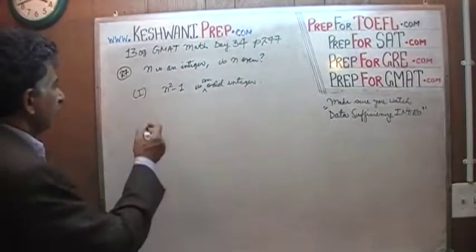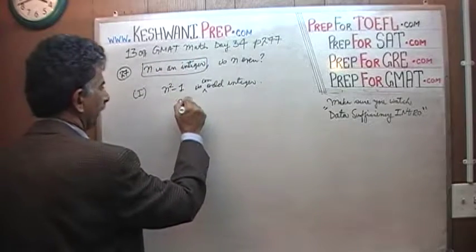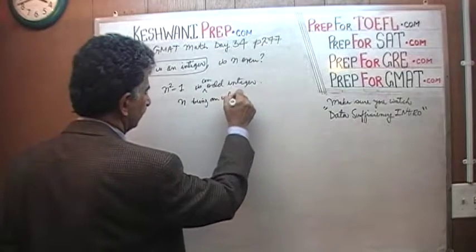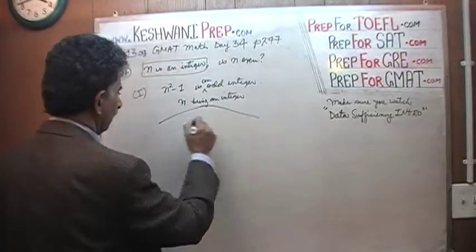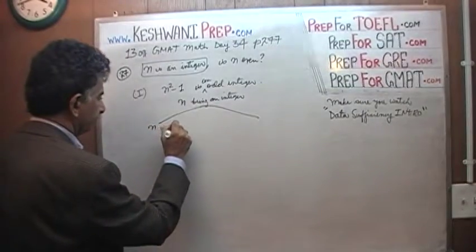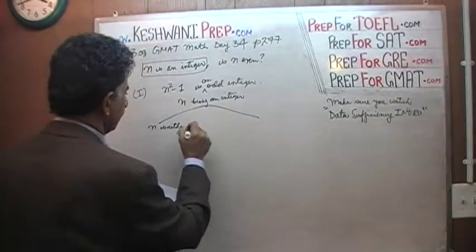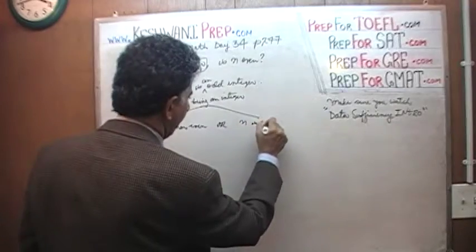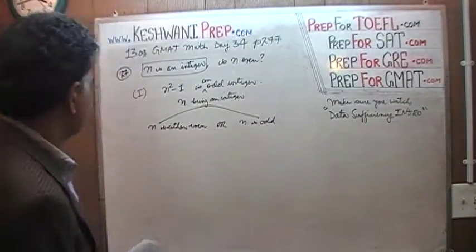Now listen, n is an integer. We are told here, n is an integer. N being an integer, there are only two possibilities. N is either even or n is odd. That's all. What other possibilities are there? So we're going to try out both of them.